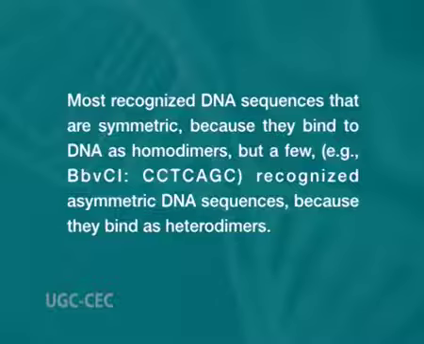The most common type 2 enzymes are those like EcoRI, HindIII, and NotI that cleave DNA within their recognition sequences. Enzymes of this kind are the principal ones available commercially. Most recognize DNA sequences that are symmetric because they bind to the DNA as homodimers, but a few, such as BbvCI, which recognizes the CCTCAGC sequence, recognize asymmetric DNA sequences because they bind as heterodimers.